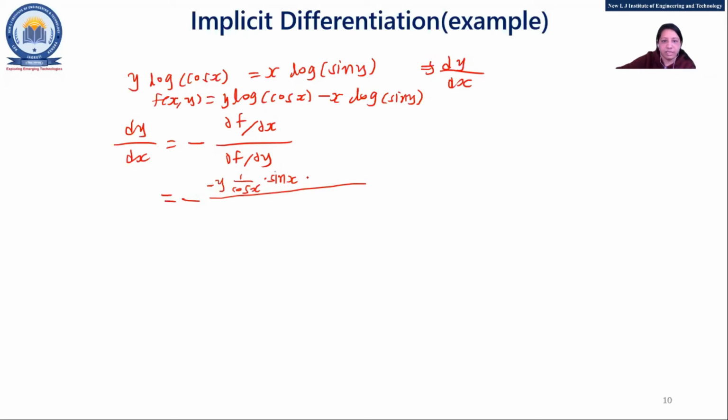Okay, fine. Now for this, minus x log sin y, the derivative is minus log sin y, because for x it is 1 and log sin y is a constant, right? That's why. Okay, now del f by del y.